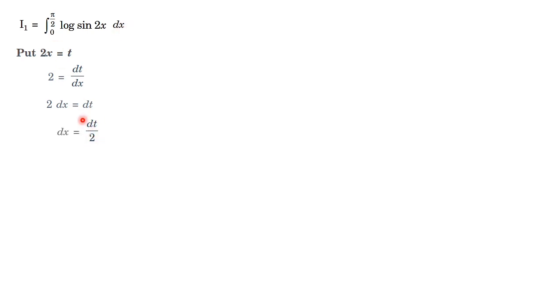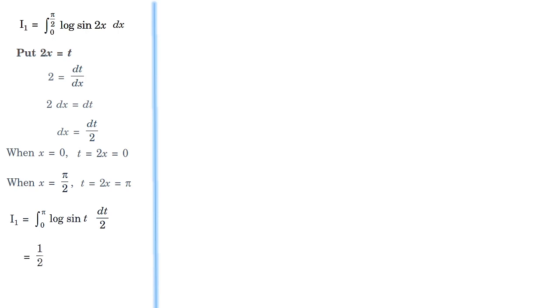So since it is the substitution method, the limits also we have to change. When x is equal to the lower limit 0, t is equal to 2 into 0, that is equal to 0. When x is equal to pi by 2, t is equal to 2 into pi by 2. 2 into pi by 2 means the 2s cancel, and we will be getting pi. Then I1 is equal to 0 to pi by 2 changed as 0 to pi, log sin 2x replaced as log sin t, and dx changed as dt by 2. That is 1 by 2 into integral 0 to pi. This 2 we can take outside: 1 by 2 into integral 0 to pi log sin t dt.